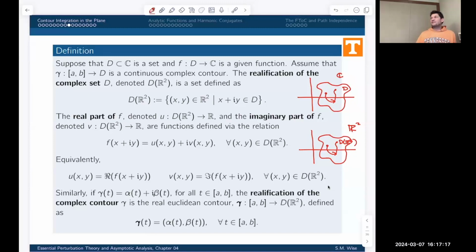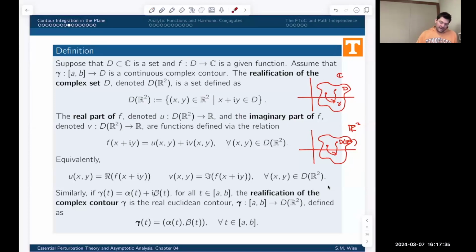Okay, but they're exactly the same set in some sense. The curve, instead of giving it the name gamma, whenever we refer to it in the real sense, we're going to give it a gamma with an arrow over it, okay? And we'll call that the realification.